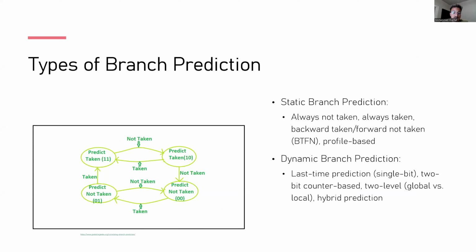In this occasion, it is 2-bit counter based, and it goes through a cycle. When it's not taken, it will go to a predict taken, or a 1-0, and from there it will go to a not taken, at a 0-1, and it will just loop around the whole time. That's how it goes for dynamic branch prediction. It could be taken or not taken, unlike the static branch prediction.